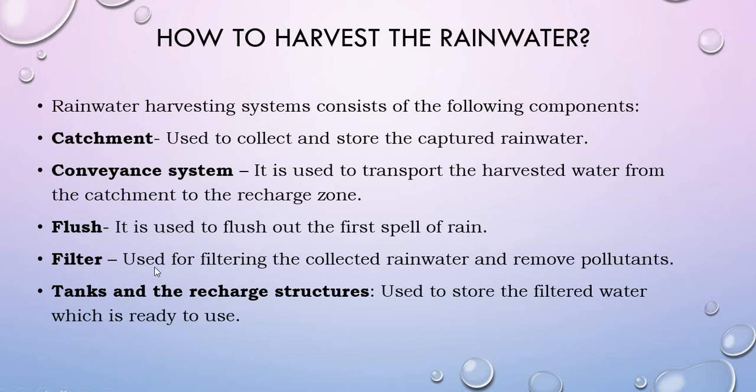The other one is the filter, used for filtering the collected rainwater and removing pollutants. Then the tanks and the recharge structures are used to store the filtered water, which is ready to use. So these are the different components of the rainwater harvesting system: the catchment, the conveyance system, flush, filter, tanks, and the recharge structures.